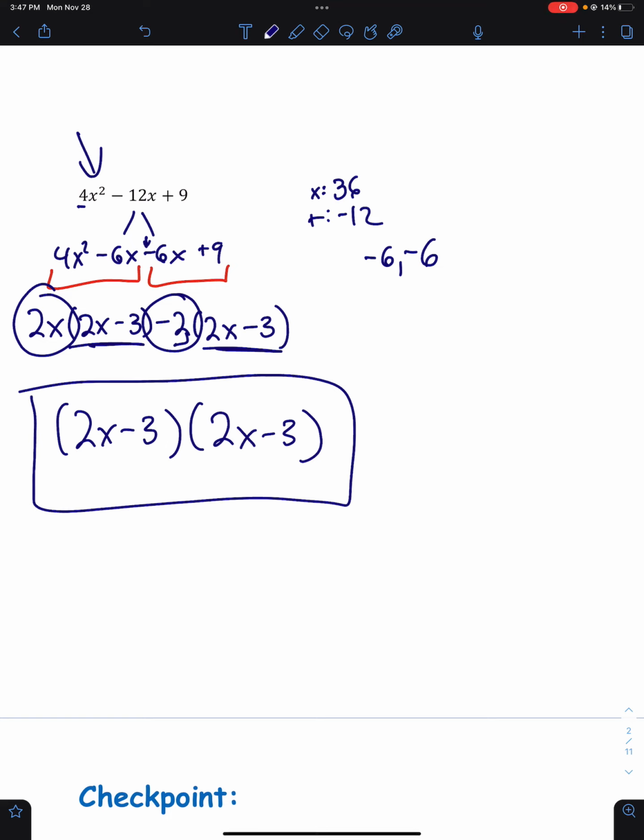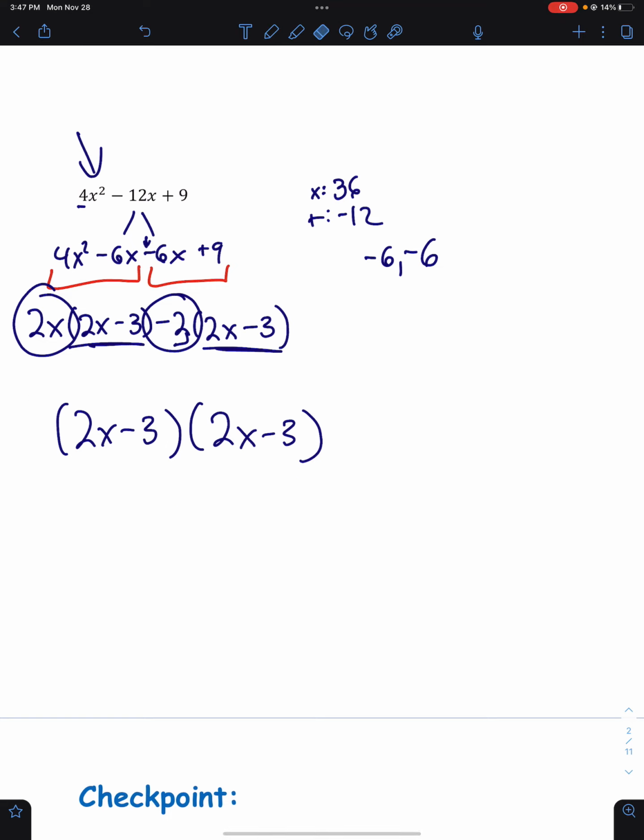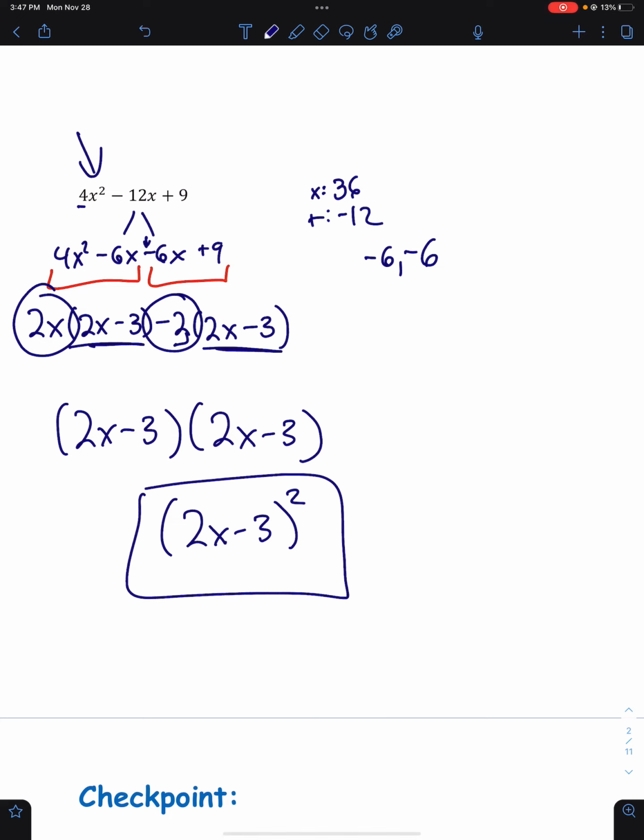But wait, I wouldn't circle that just yet. How else can I write this to make it more efficient, to make it look more simplified? If you have the same factor, you can write it as 2x minus 3, and then it's being multiplied by its same thing, so it could be squared. And that's how I'm going to make you guys write it.